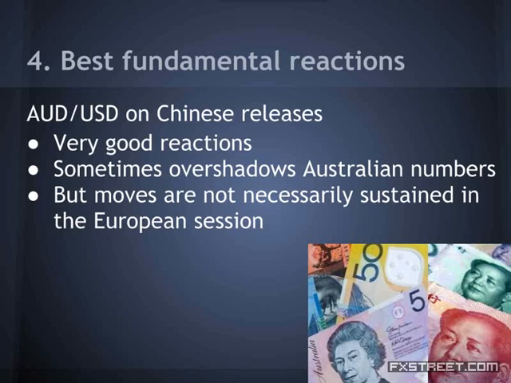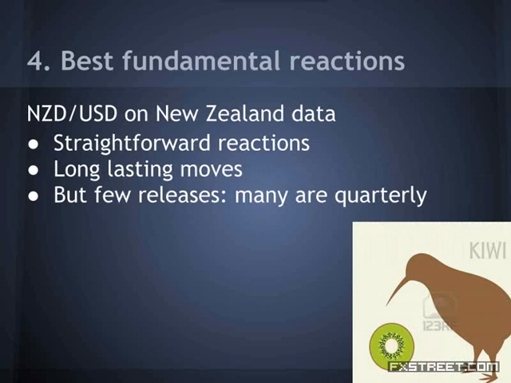Kiwi dollar. Also here we have more straightforward reactions, more long-lasting moves. But the trend in New Zealand, a bit less in Australia, but New Zealand is that there are few releases. Many are quarterly. Employment is released quarterly. Retail sales as well. GDP, of course, like almost everywhere. So there are fewer opportunities and movements are a bit slower. You know, it's not such a popular currency pair.